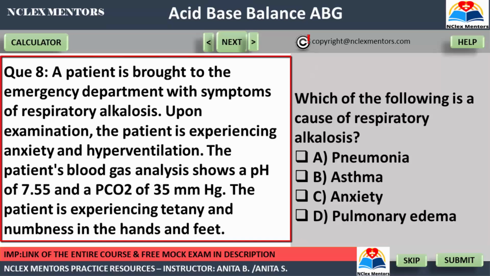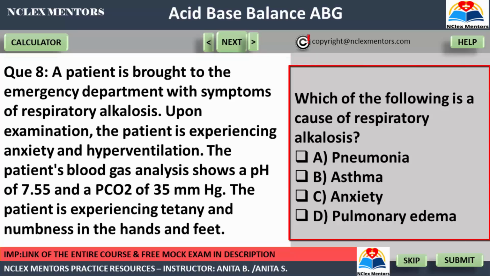A patient is brought to the emergency department with symptoms of respiratory alkalosis. Upon examination, the patient is experiencing anxiety and hyperventilation. The patient's blood gas analysis shows a pH of 7.55 and a partial pressure of carbon dioxide of 35 millimeters of mercury. The patient is experiencing tetany and numbness in the hands and feet. Which of the following is a cause of respiratory alkalosis?